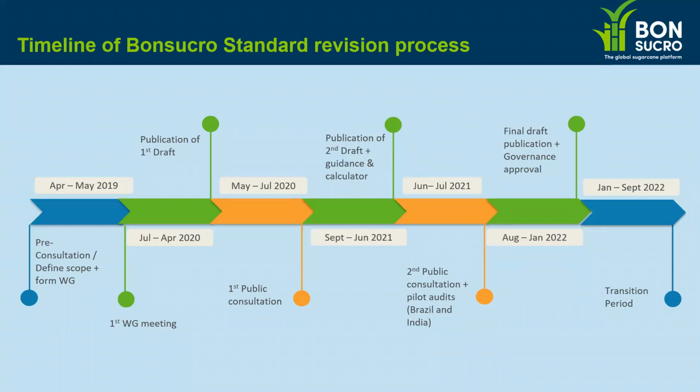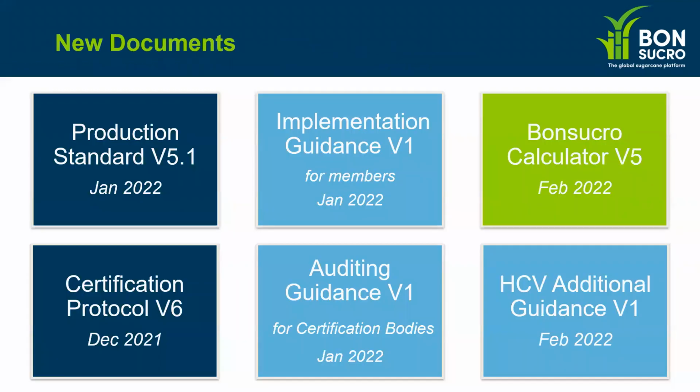And now between January and September 2022 is what we are calling the transition period until the standard becomes compulsory, let's say, or enters into force. In terms of new documents that go alongside the standard, I mentioned we have the production standard version 5.1 that was published in January. This is available on our website. It was published along with the implementation guidance.